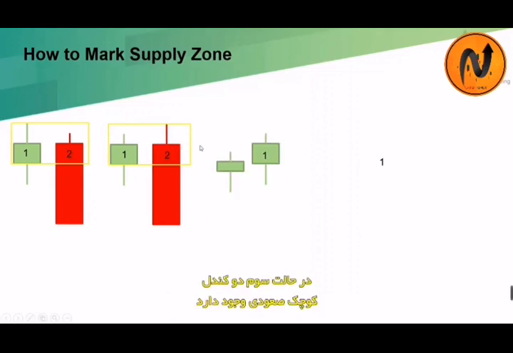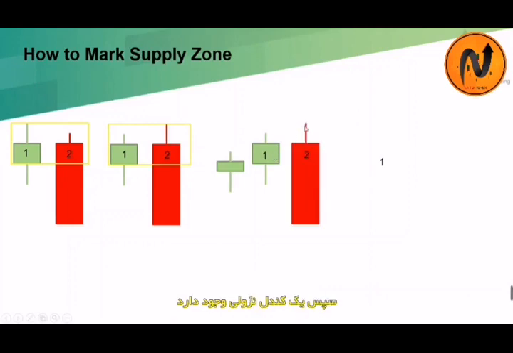The third kind of supply zone is where there are two small bullish candlesticks, and then suddenly there is a bearish candlestick. The supply zone that I'm going to mark out is over here. So this is my supply zone. I'm not going into more detail about which candlestick is higher, but I'm going to ask you something to ponder.